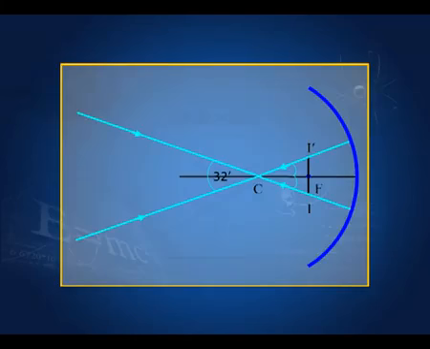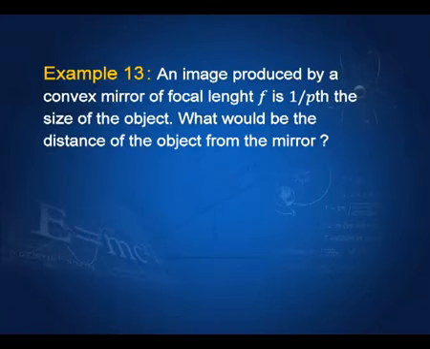See, geometry is very simple. This angle is 16 minutes, therefore, this angle is also 16 minutes, and we can find this easily. Another example, an image produced by a convex mirror of focal length f is 1/pth the size of the object. What would be the distance of the object from the mirror?